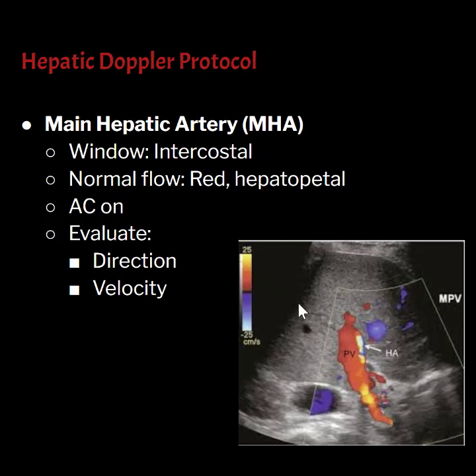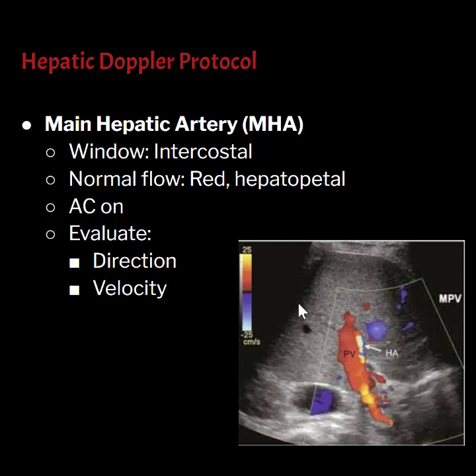The last picture that we need to get then for our hepatic Doppler protocol is to evaluate flow within the main hepatic artery. You are again going to use an intercostal window. You're going to elongate your portal vein, and next to the portal vein, you should be able to see the hepatic artery running parallel with it. This is also going to be red.